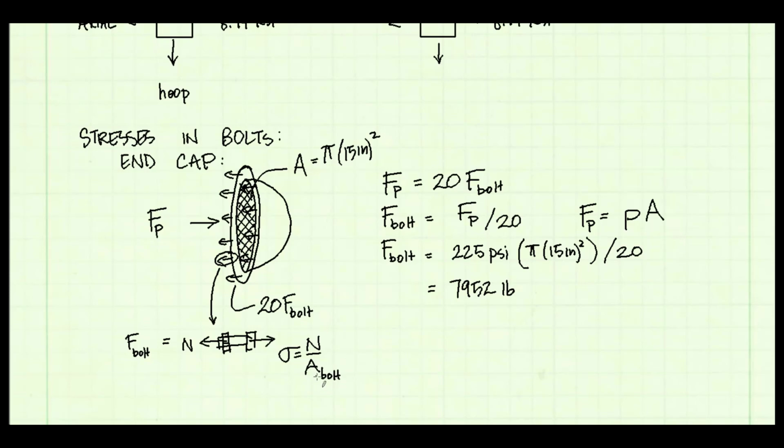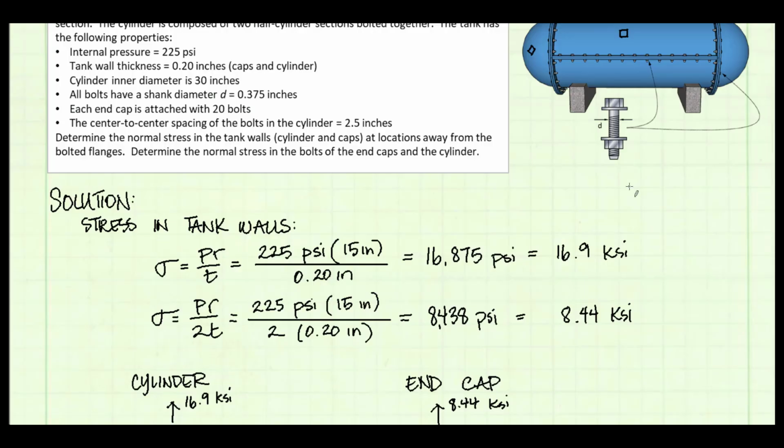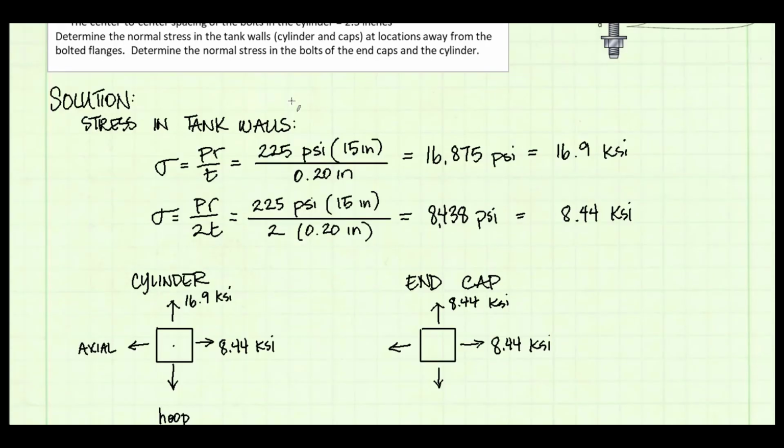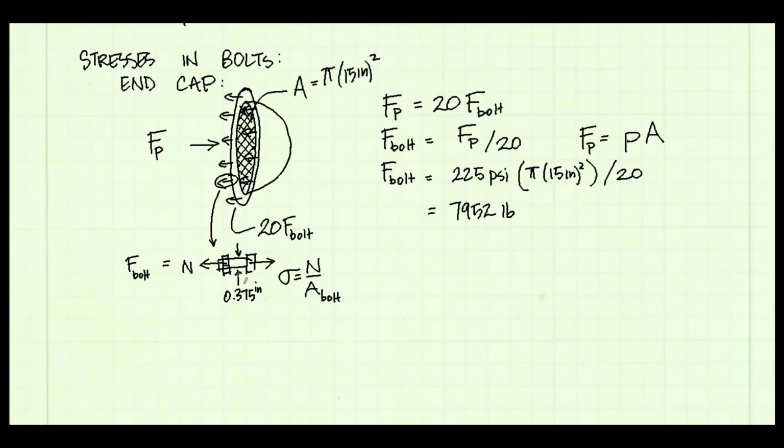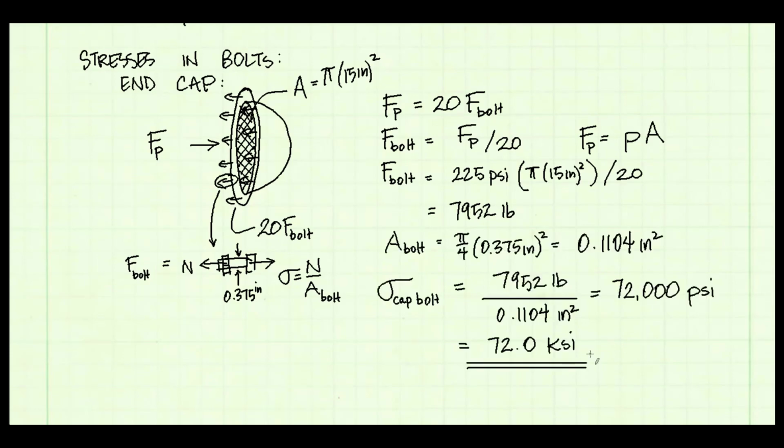Now we can use our stress equation to solve for the stress in the bolt on an end cap. The area we're going to use is the area of a bolt. We were told in the problem statement that all bolts have a shank diameter of 0.375 inches. The shank of the bolt is where the bolt will feel the maximum stress. I compute that the stress in the end cap bolt is 72 KSI.